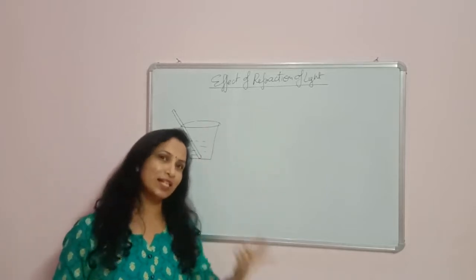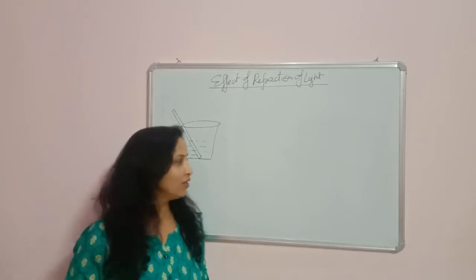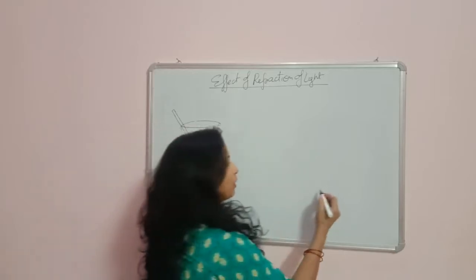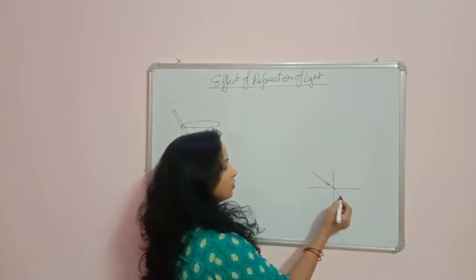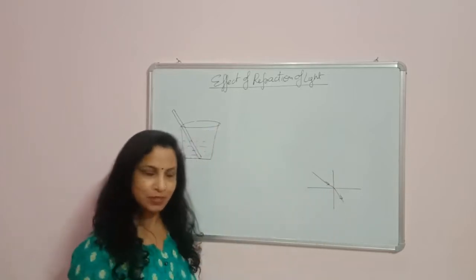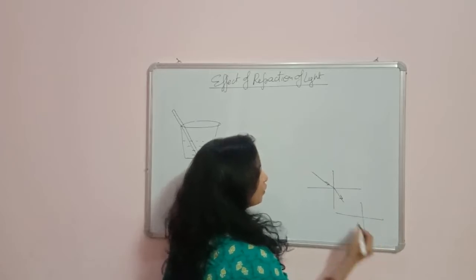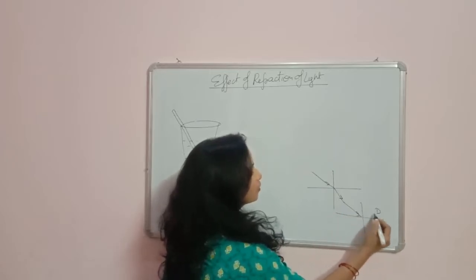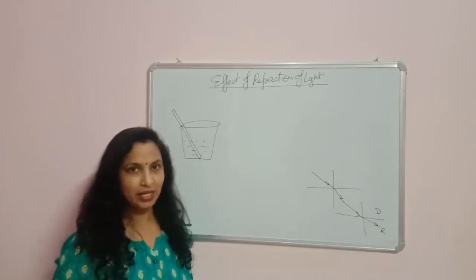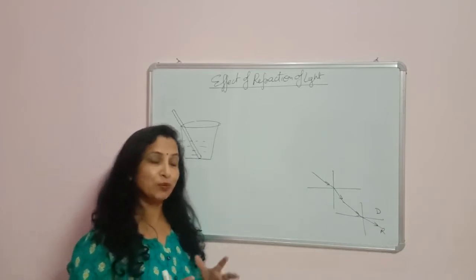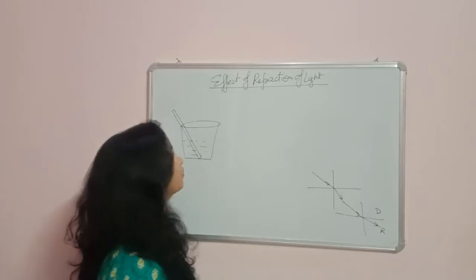I explained in the last lecture what refraction is. When light passes from one optical medium to another, it either bends towards the normal when it passes from the rarer to the denser medium, or it bends away from the normal if it passes from the denser to the rarer medium. This is called the refraction of light. Now in this video I am going to explain the different effects of the refraction of light.